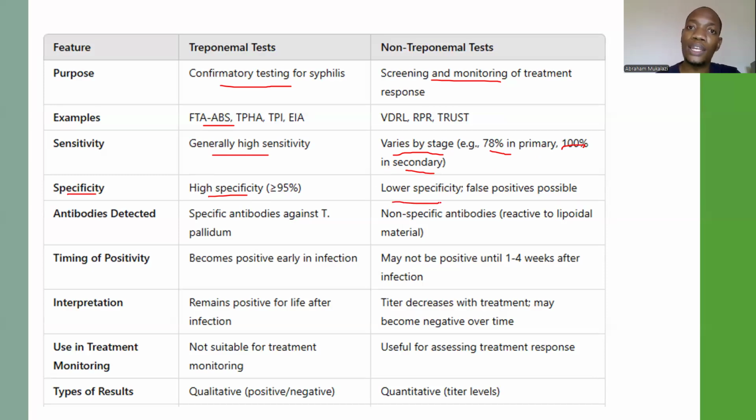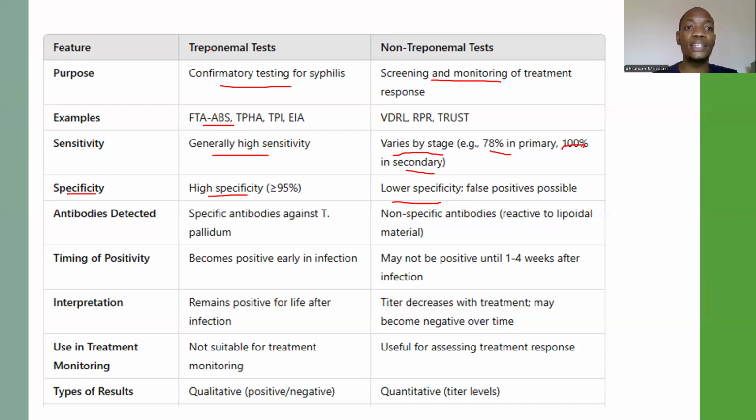It looks for the bacteria itself. But the non-treponema tests are not specific because they can even give false positives. For example, if someone has malaria and you do the non-treponema test, you can end up being reactive, especially the VDRL, yet in actual sense, it is not syphilis.